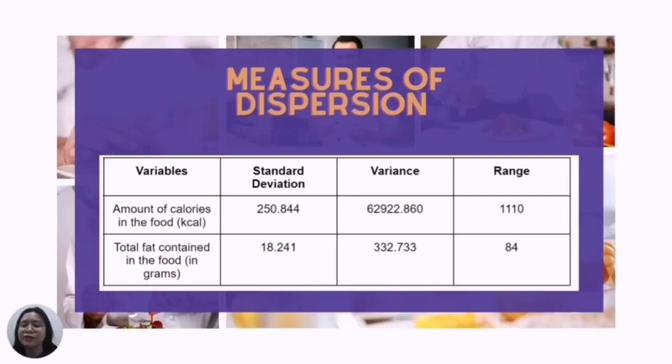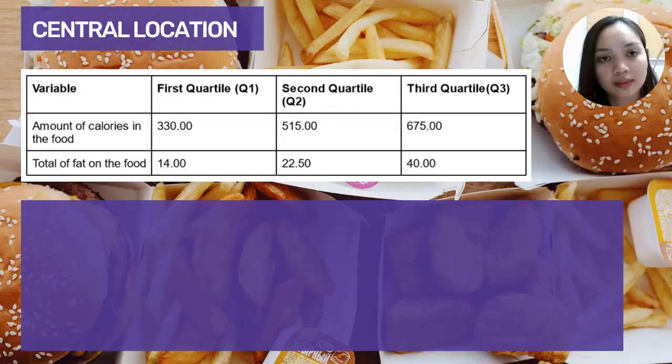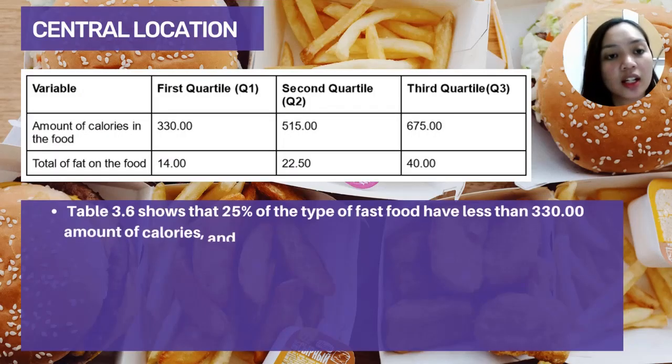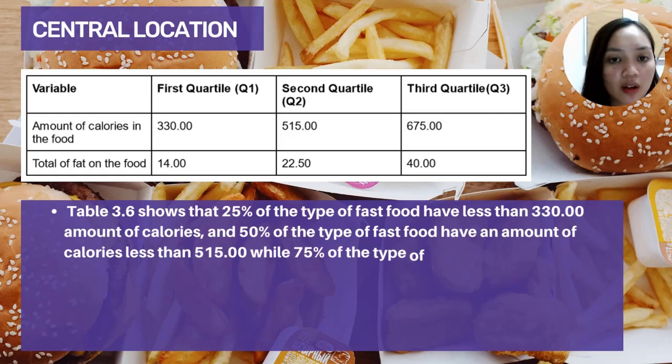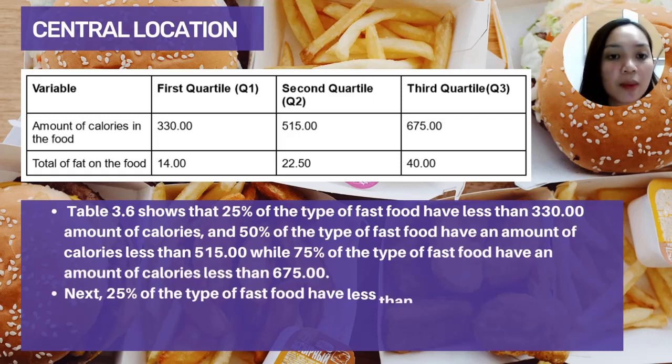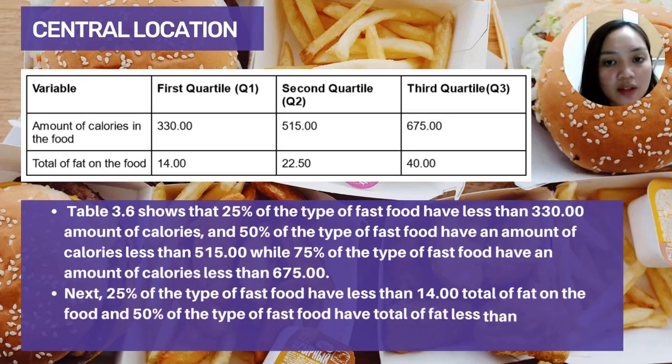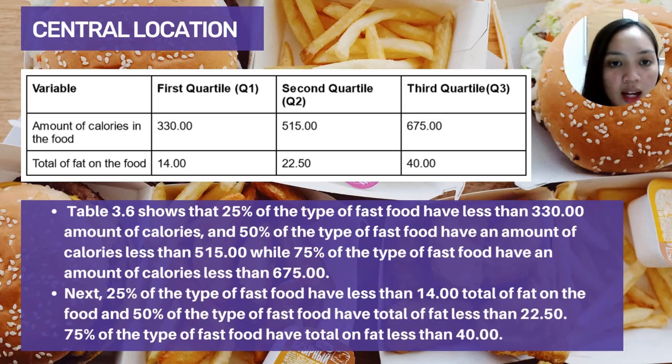This shows that the range of the amount of calories in the food is higher compared to the total fat contained in the food. For the central location, in the table above, it shows that 25% of the type of fast food have less than 330 calories, and 50% have less than 515 calories, while 75% have less than 675 calories.